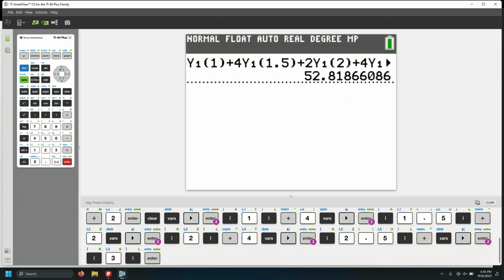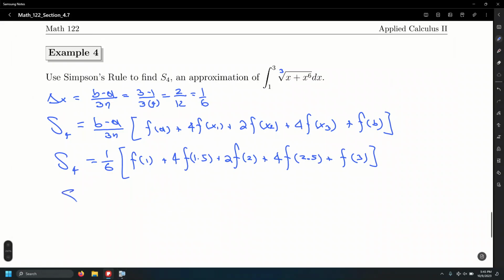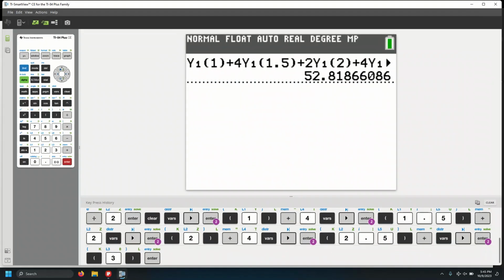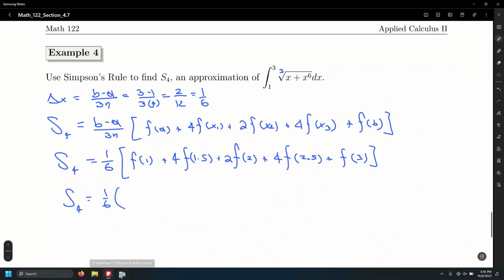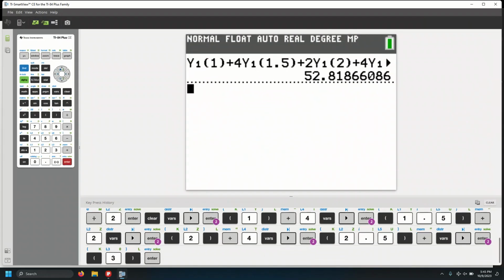That's going to give us 52.81866. I'm going to keep 5 decimals for now. So that'll be S sub 4 equals 1/6 times the quantity, 52.81866, and then this is approximately, so divide this in this case by 6.